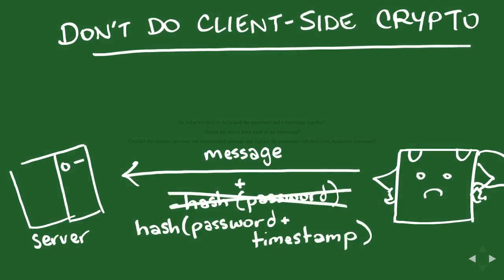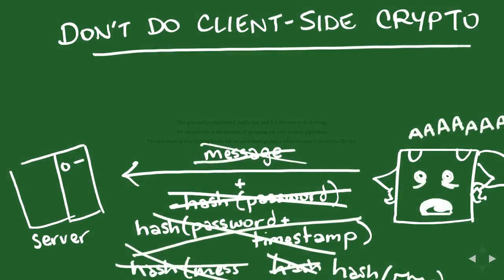So what we need to do is maybe we could hash the password and a timestamp? Should the server keep track of the timestamp so it knows which timestamps it's received? Couldn't the attacker just steal our timestamp message and replace the command with their own malicious command? This gets really, really complicated very fast, and it's super easy to do it wrong. We shouldn't be in the business of designing our own security algorithms. The hash function is a building block, but we need more guidance when it comes to difficult problems like this.